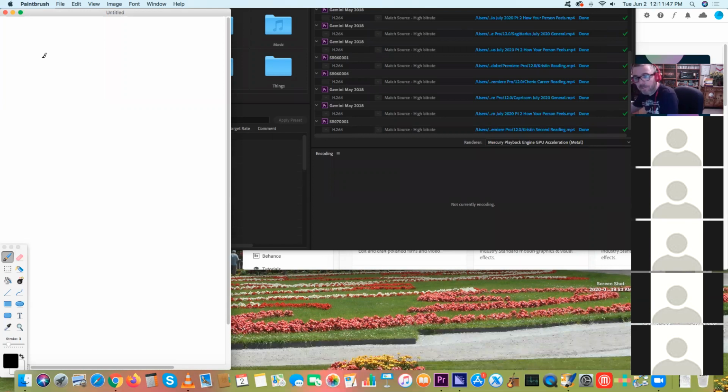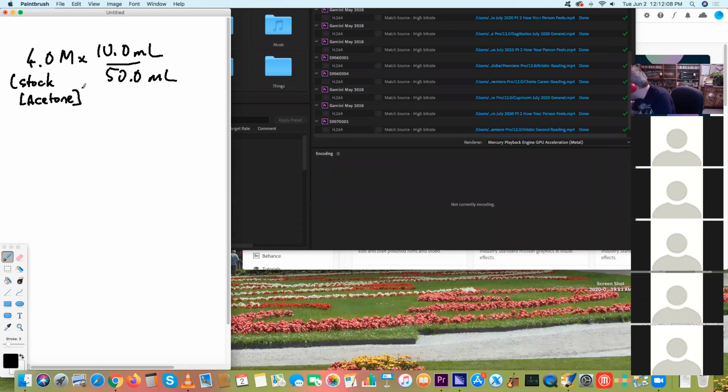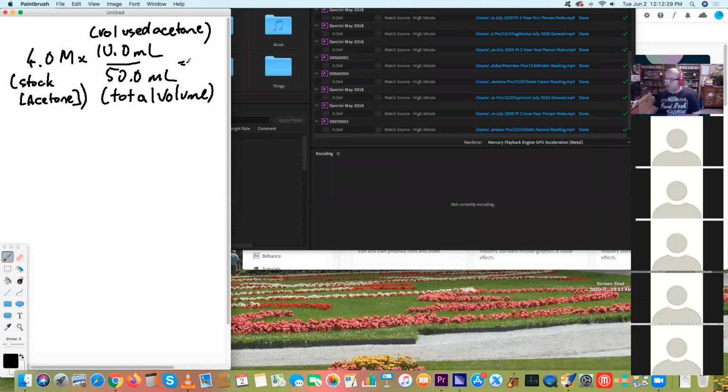Okay, good, thank you. So if we've got 4.0 molar times 10.0 mL over 50.0 mL, in your lab notebook, you would say stock concentration of acetone, and this would be volume used, acetone, and this would be total volume. So that's what I'd recommend you do for your lab notebook.